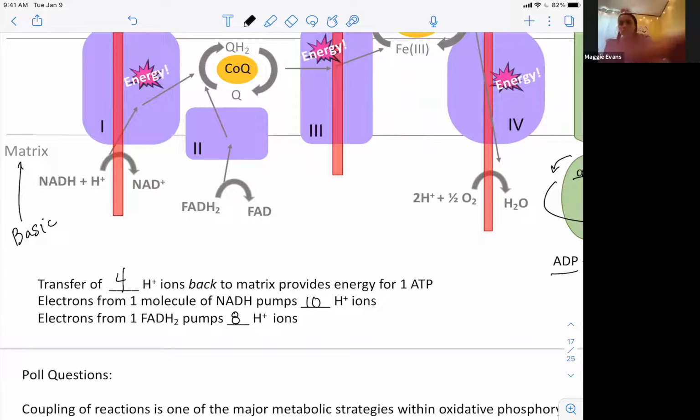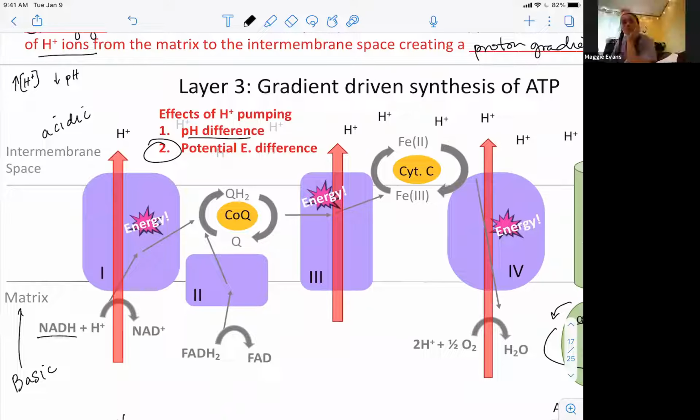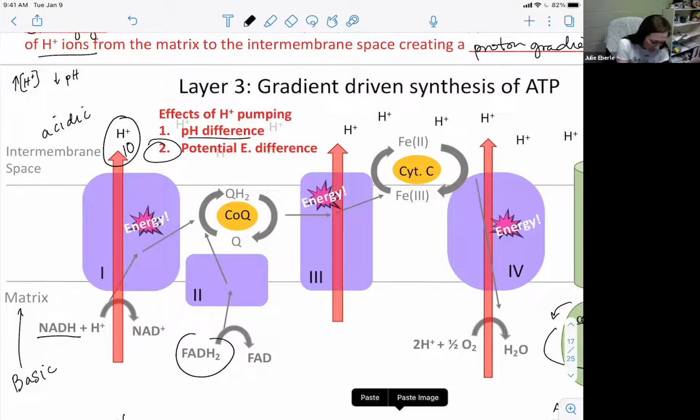Could you show us that on the picture? Like where that exactly happens? Oh, these pumps right here. So we could say NADH pumps 10 hydrogen ions. FADH2, via complexes 2 and 3, I don't know where to write it because there's not a direct line across, but it pumps 8 hydrogen ions across the membrane. So I'll write that down by FADH2.